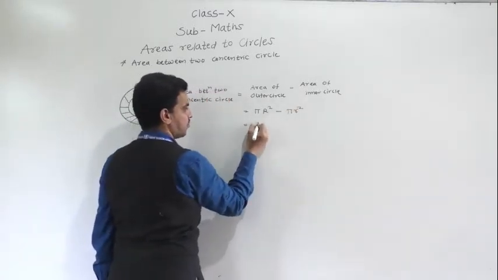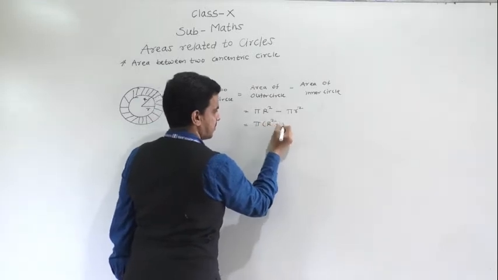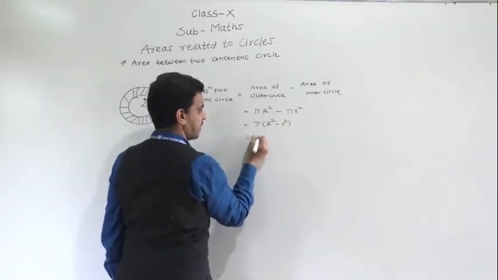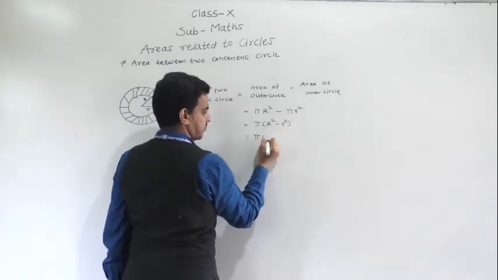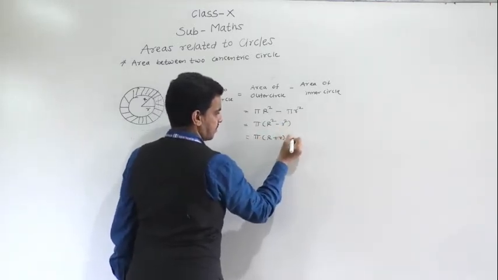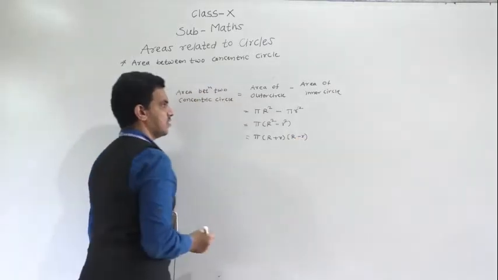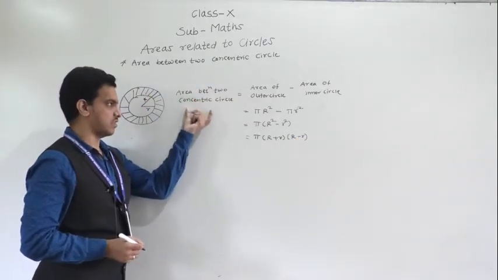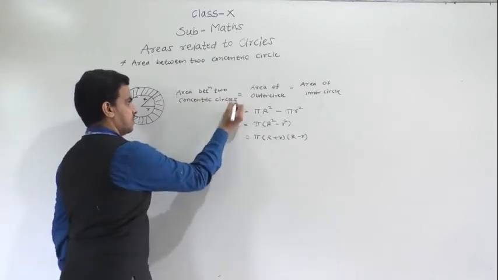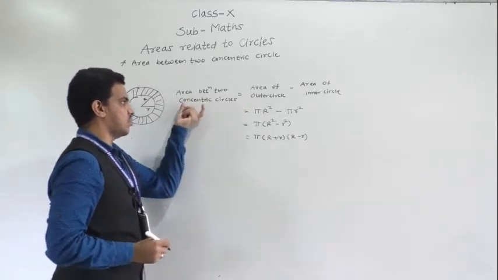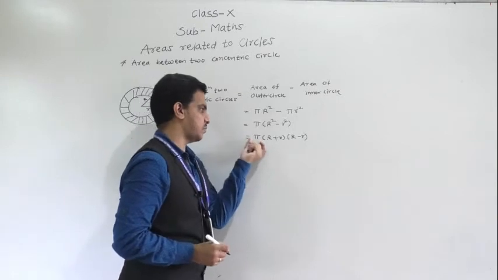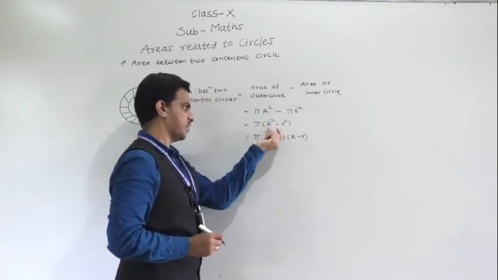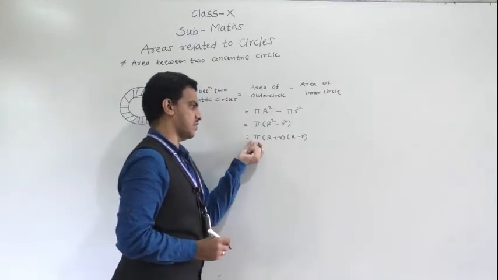If you take pi common, it is R square minus r square. Or we can simplify this way also: pi into R square minus r square, that is R plus r and R minus r. So this is the area between two concentric circles, pi into (R square minus r square).